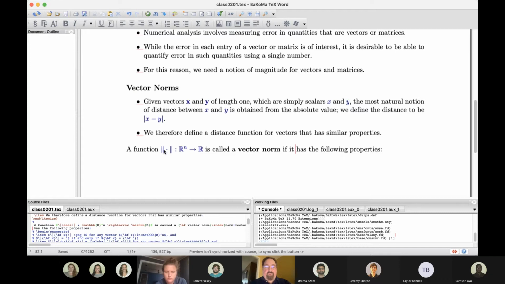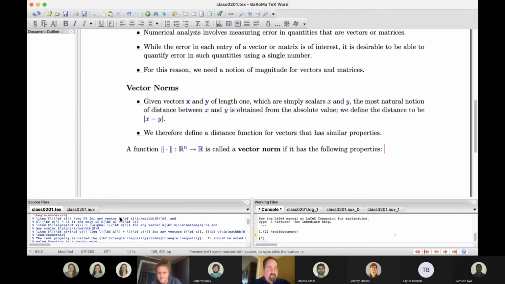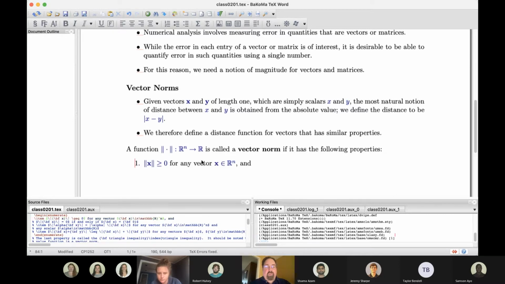Whatever we're taking the norm of is enclosed in double bars, and we'll assume real valued vectors, but this will apply to complex also with appropriate generalizations. And the result is always going to be a real number, regardless of whether the vector itself is real or complex. So what does a function have to obey in order to be called a norm?